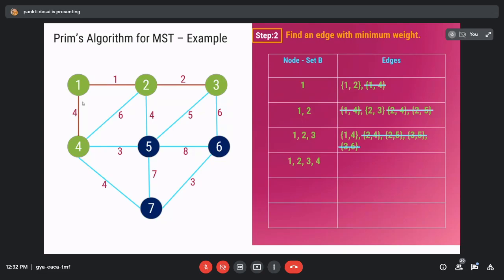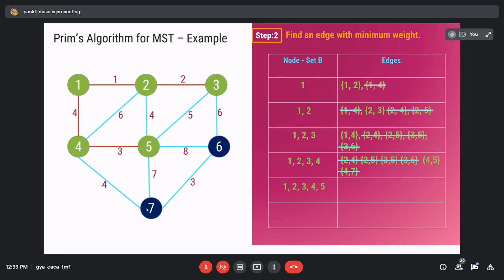Now the next node set is 1 comma 2 comma 3 comma 4. Now write down all the adjacent edges, that is 2 comma 4, 2 comma 5, 3 comma 5, 3 comma 6, then 4 comma 5 and 4 comma 7. Now which one has the minimum weight? 4 comma 5, so select this edge as the edge of the spanning tree.